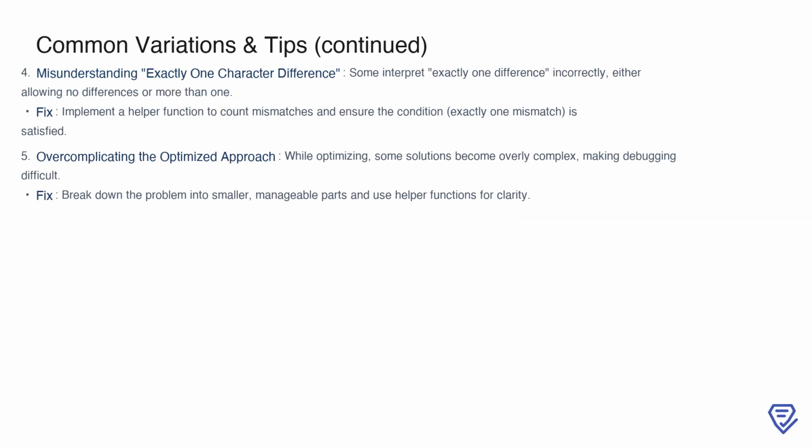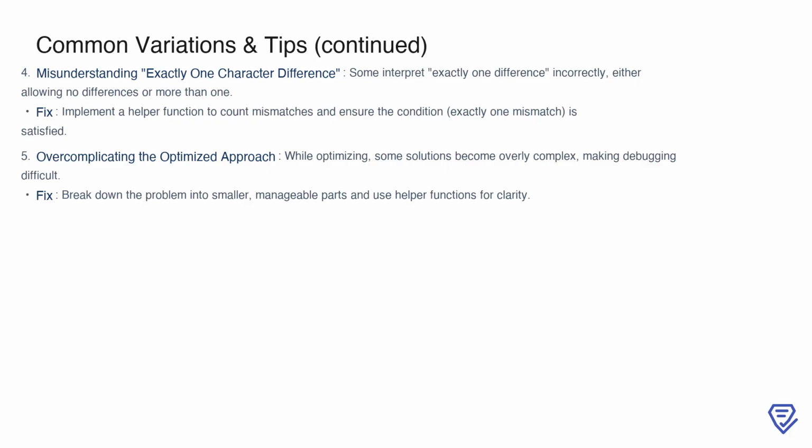Another area where mistakes frequently occur is in interpreting the requirement for exactly one character difference. Some solutions mistakenly allow no differences or more than one, which deviates from the problem's constraints. To address this, you can implement a helper function to count mismatches and verify that there is exactly one mismatch.